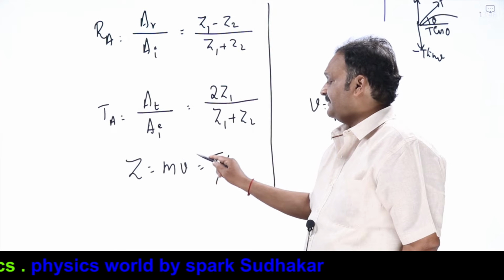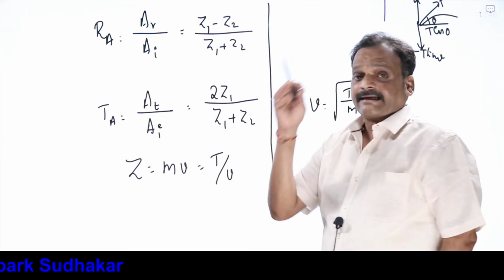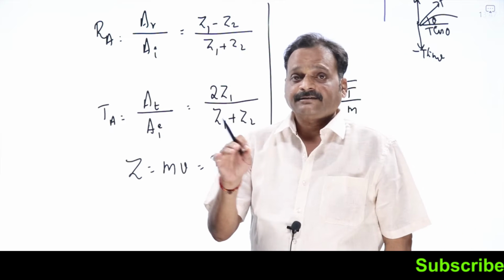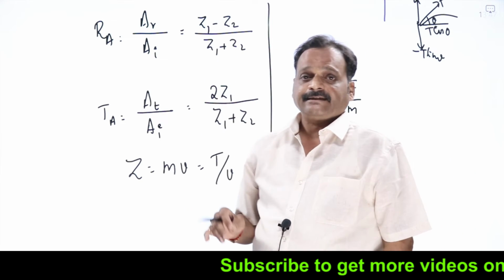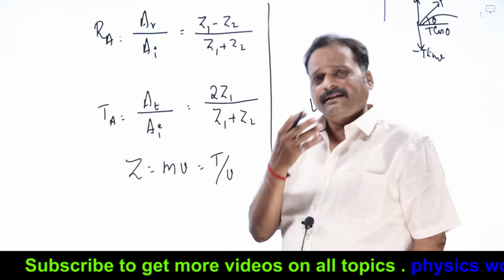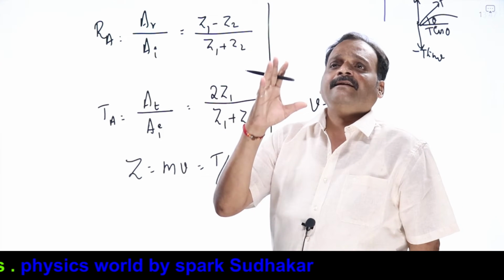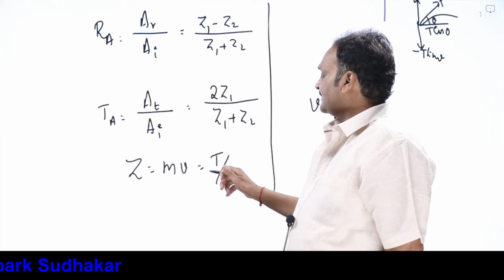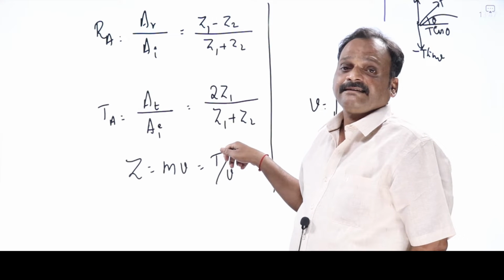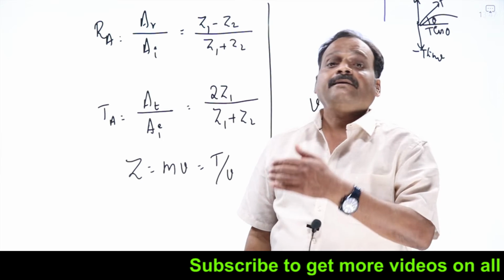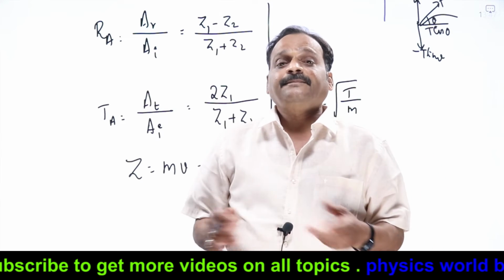So Z equal to MV, or T by V, is known as the characteristic impedance which the string offers for the propagation of transverse waves through it. Similarly, every medium for any wave propagation will offer some intrinsic impedance. In a lossless medium, the intrinsic impedance depends only on the elasticity and inertia properties of the medium, where there are no dissipative forces or factors.